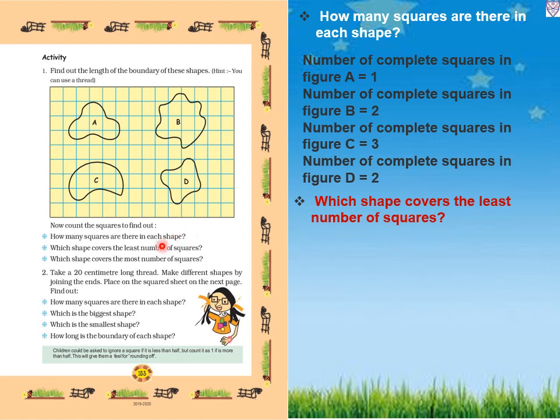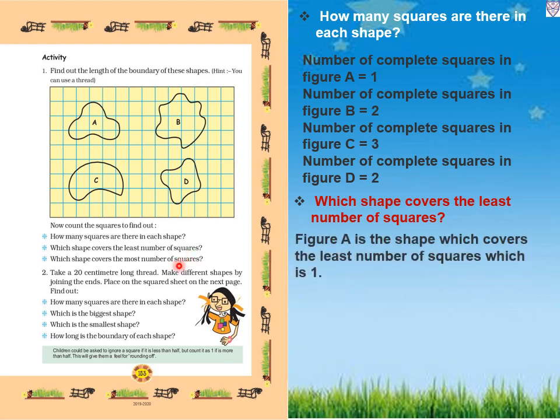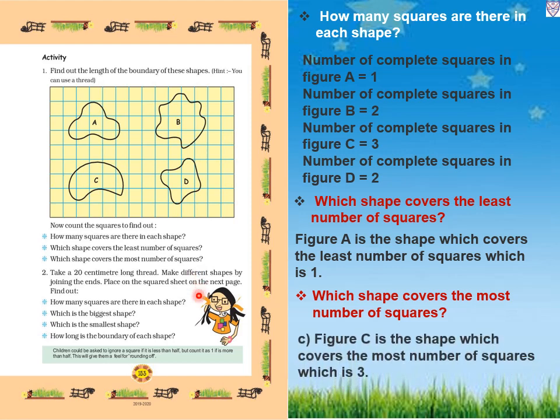Now next question, which shape covers the least number of squares? So which shape has the least number of squares? That is figure A, the shape which covers the least number of squares, which is 1. Next question, which shape covers the most number of squares? So that is figure C, the shape which covers the most number of squares, which is 3.